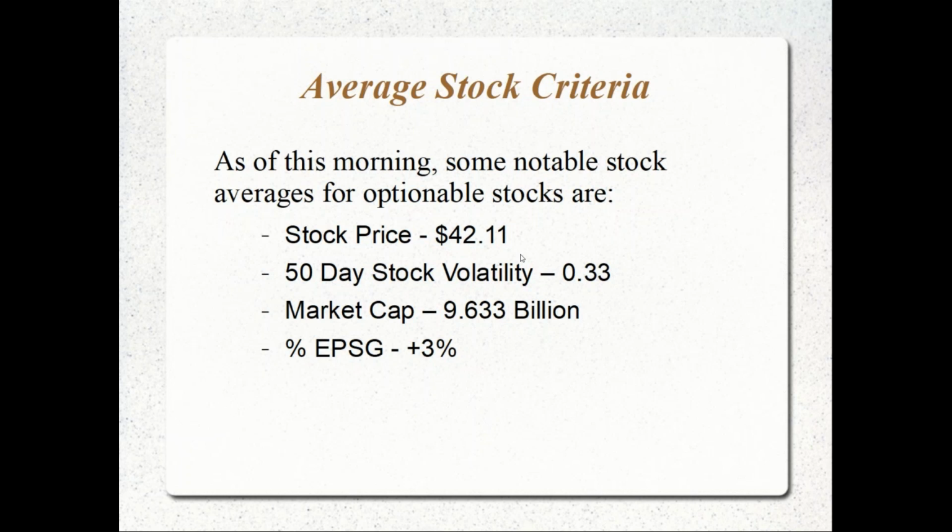So as of this morning, some of the notable stock averages for optionable stocks. Well, the average stock price of every optionable stock is $42.11. The average 50-day stock volatility is 0.33, or some of you might call it 33%. Our average market cap is around 9.6 billion, and the average earnings per share growth, this is more related to a bullish position, looking for positive growth, positive management, but on all optionable stocks that offer earnings, of course, indexes and ETFs will not.